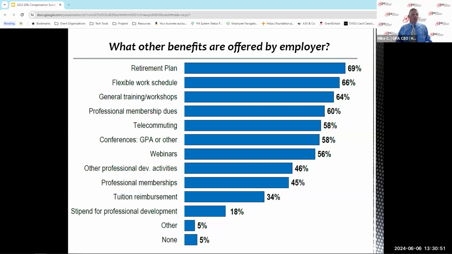The majority also report being offered training, general training, workshops, professional membership dues. Telecommuting remains a strong benefit, as well as conferences and webinars. So the entire professional development category, as you go down, including professional memberships and tuition reimbursement, remains a strong benefit that is provided. The benefits that are declining slightly in prevalence do include telecommuting and flexible schedules. We do know that, not just from the grant professionals, but from across all industries, there's been some pushback in terms of telecommuting and flexible schedules, but I think for grant professionals, it continues to be an important element in their work environments.